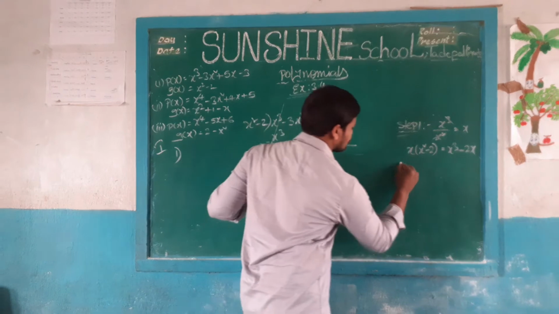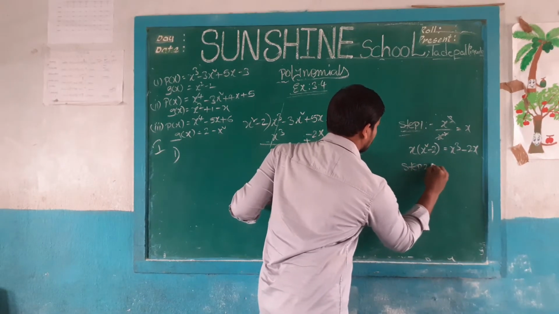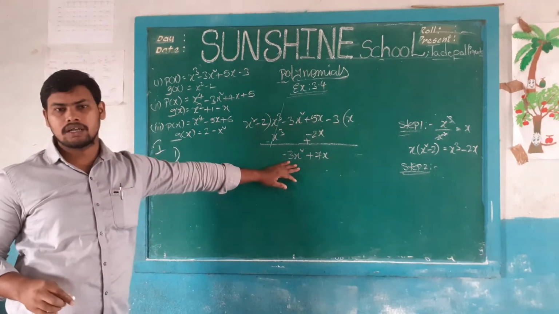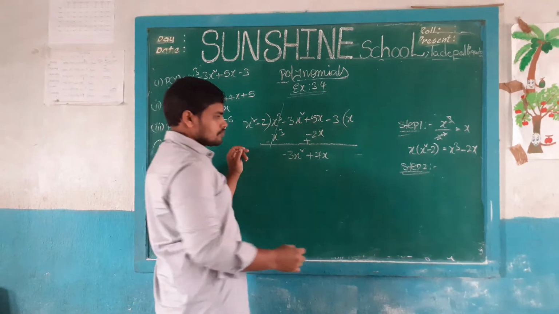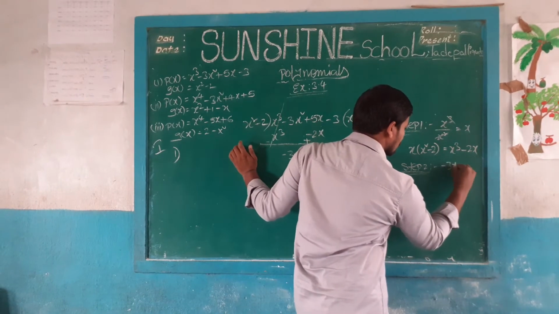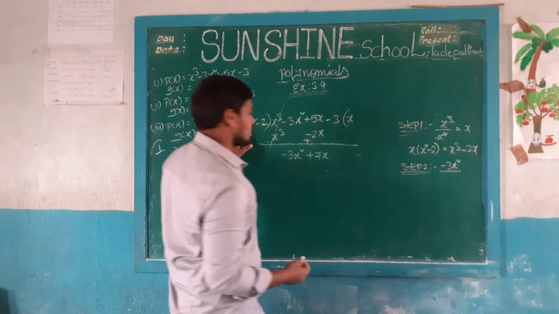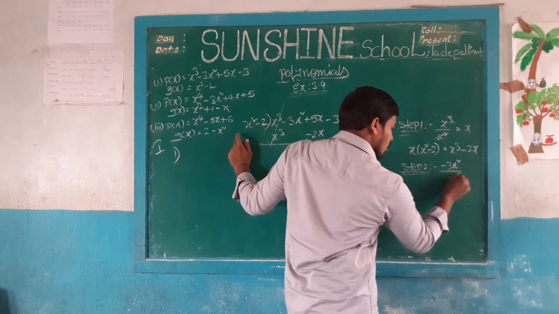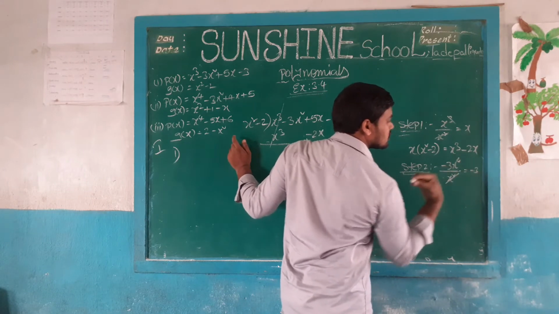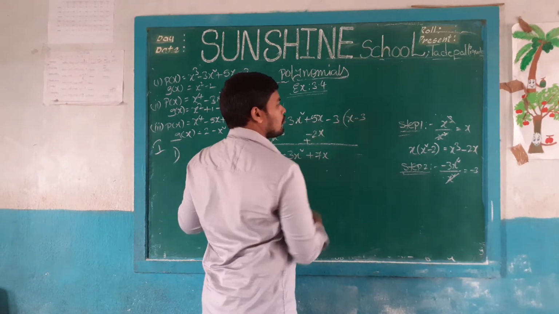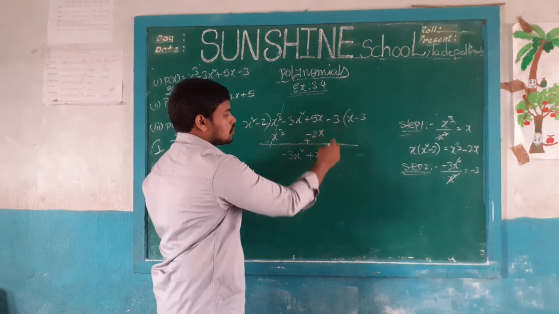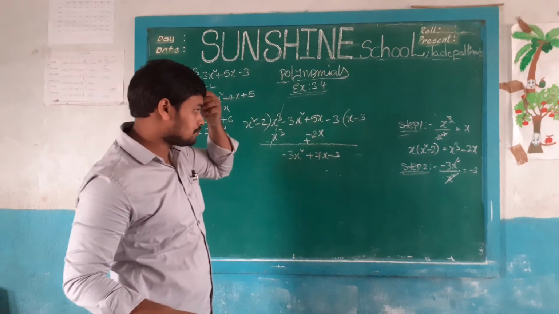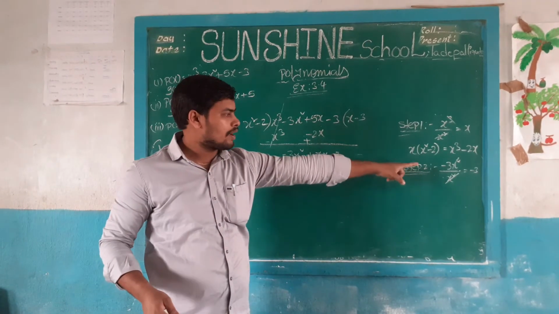Step 2. What is the value here? Minus 3x square divided by the first term of g of x, x square. x square cancel. The result is minus 3. So you should write this value, minus 3. Okay. Next.